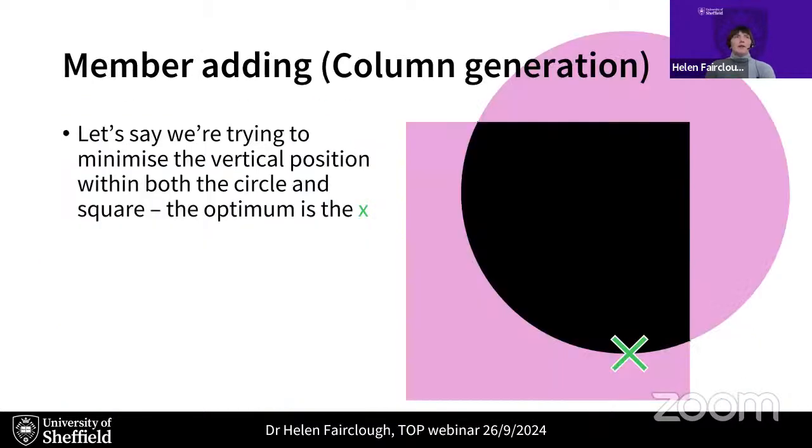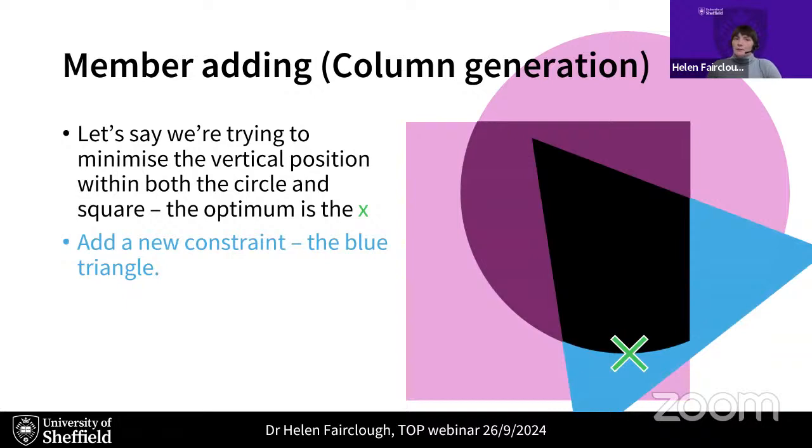And a way to make it quicker is to use what we call member adding, or what mathematicians would call column generation. So here's a quick geometric example to sketch the idea. There's not going to be time to go into huge detail mathematically, but say we're trying to find the lowest point in that black region, so inside the circle and the square. Clearly that's the point with the green X. And now we want to solve a related problem where we've got an extra constraint that the point has to be inside the blue triangle.